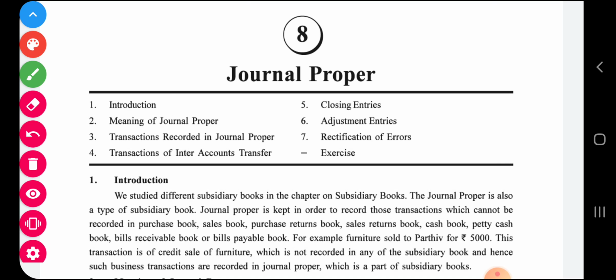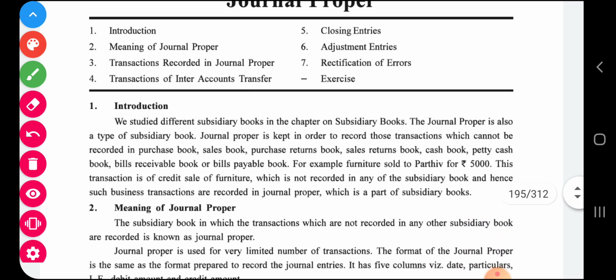Now, the question is, what is journal proper? Journal proper is a kind of subsidiary book. First thing you keep in mind. Earlier we discussed the concept of subsidiary books: when the number of transactions is large, it is difficult to record all transactions in the journal. So for convenience, transactions are divided into different subsidiary books, and each category of transactions is recorded separately. For example, purchase transactions are recorded in the purchase book, sales transactions in the sales book, cash transactions in the cash book, and so on. So altogether there are four types of subsidiary books.